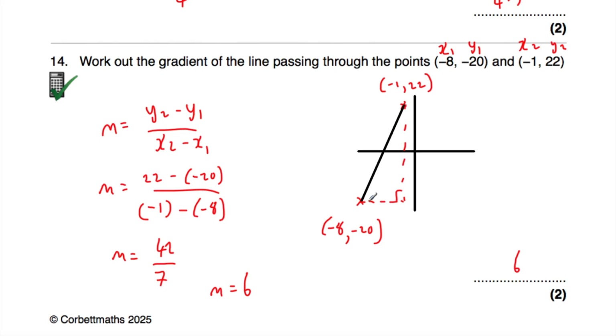In terms of the run and the rise, well, here we're at -8, and we're going across to -1. So the run will be 7. And in terms of the rise, we're going from -20 all the way up to 22. So the rise would be 42. And then again, we would do rise divided by run. So we do 42 divided by 7, and that's equal to 6. And that's it. Okay, let's look at our next question, question number 15.